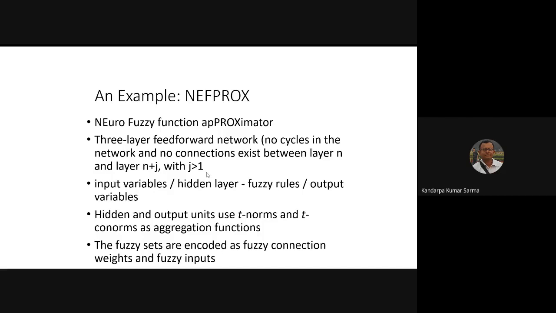A very popular fuzzy neural network is called the NEFPROX, neuro-fuzzy function approximator. That is a three-layer feed-forward network that will have certain input variables, hidden layers with fuzzy rules, and output variables. These work together to use the fuzzified formats and then generate a response that can be used by the real world, since it finally comes out in a crisp format.